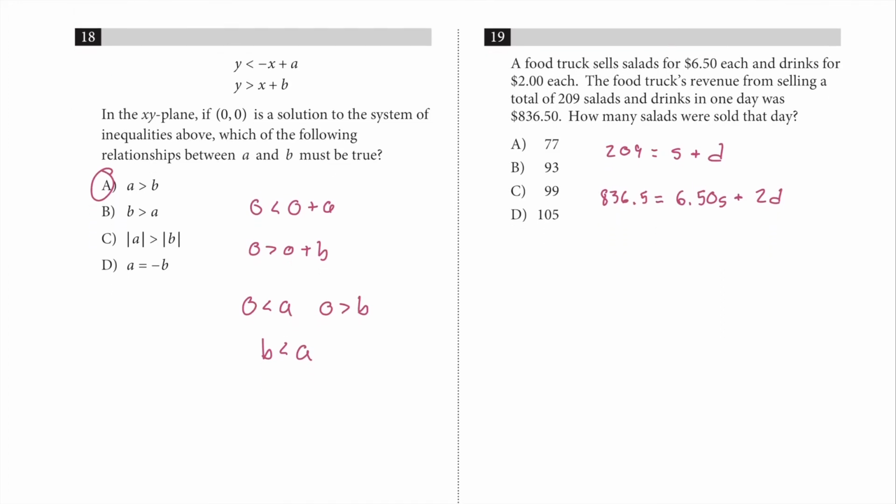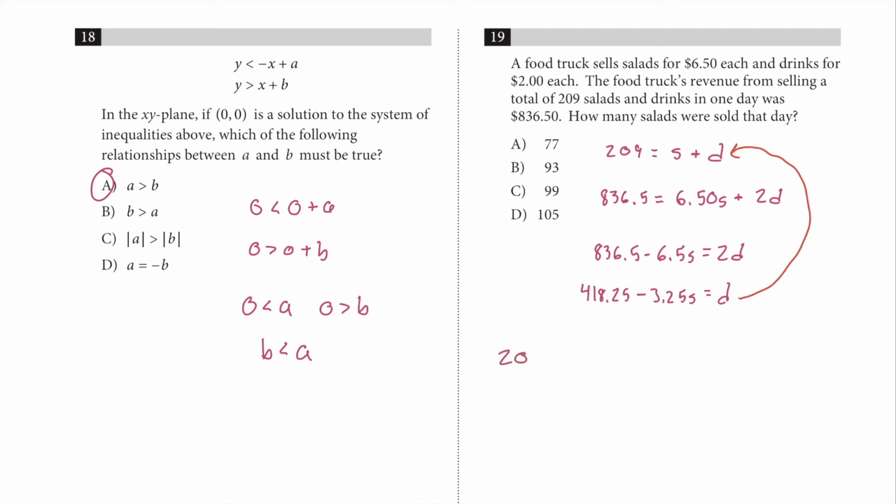So now we have a system of equations. We have two equations, so that means we can solve for one to find the other. And because we're looking for salads, we're going to solve for the drinks first. So we're going to say 836.5 minus 6.5s equals 2d. Then we're going to divide by 2. And so 836.5 divided by 2 is 418.25 minus 3.25s equals d. And now we're going to plug this d into this first equation there.